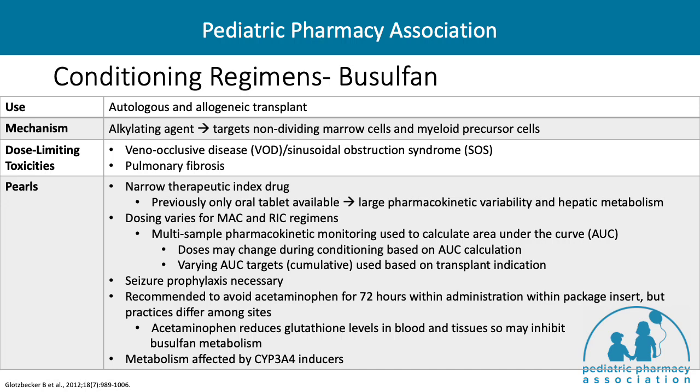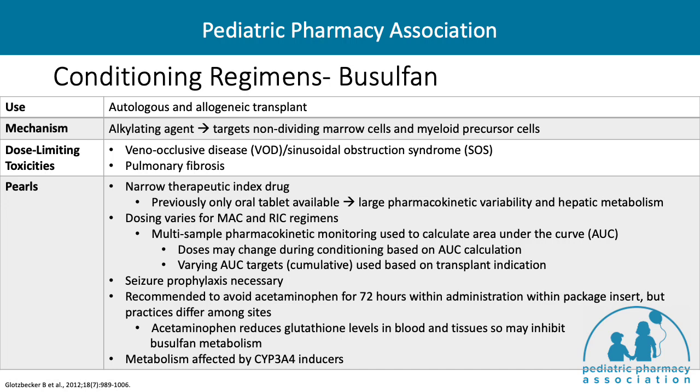Dose-limiting toxicities include veno-occlusive disease, or VOD, also referred to as sinusoidal obstruction syndrome, or SOS, and also pulmonary fibrosis. Busulfan has a narrow therapeutic index and it's subject to interpatient variability. It was previously only available as an oral tablet, and this oral tablet displayed large pharmacokinetic variability and also underwent significant hepatic metabolism. Since, an IV formulation has been developed and it has less erratic pharmacokinetic variability.